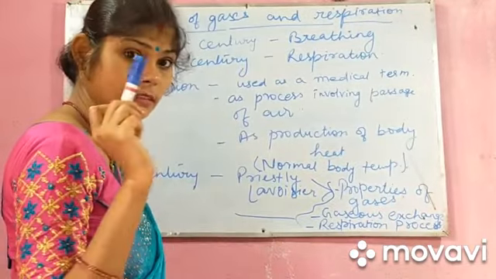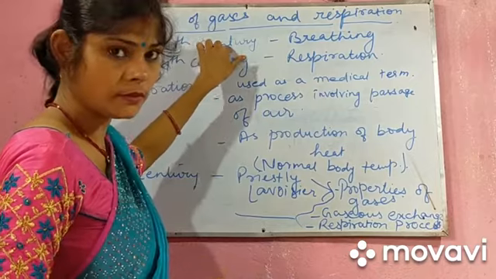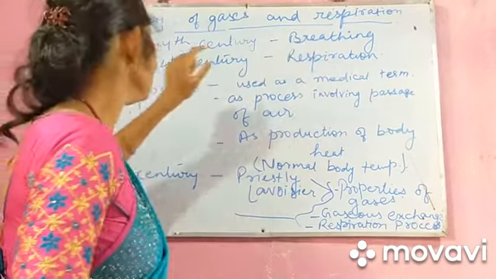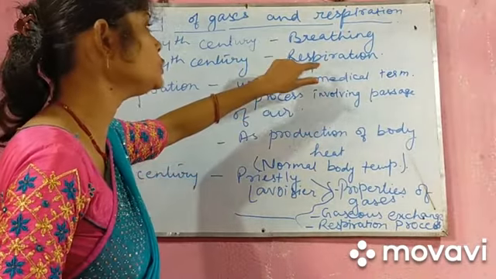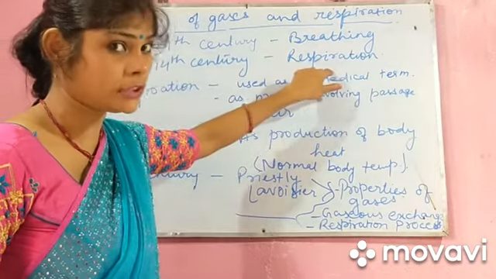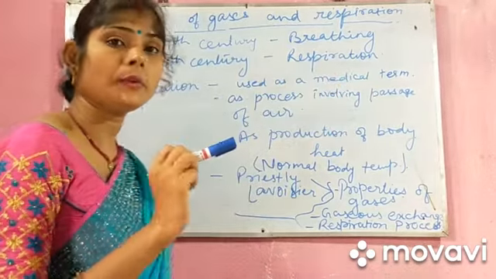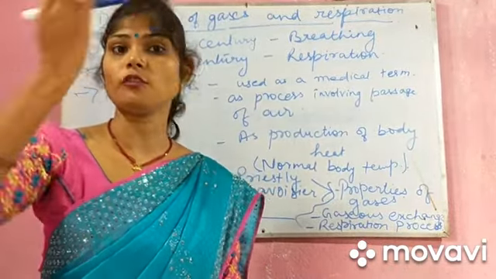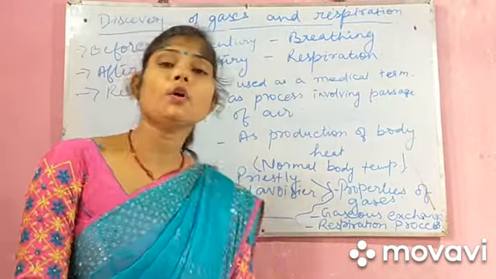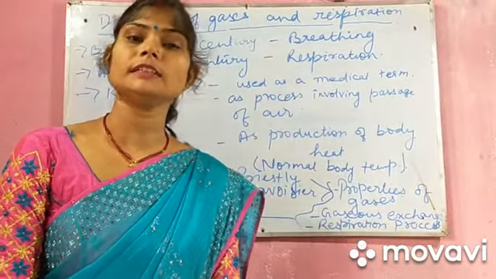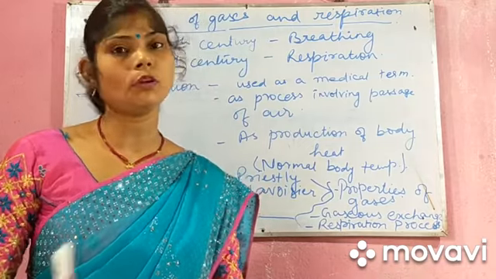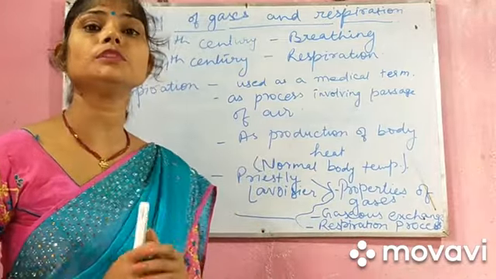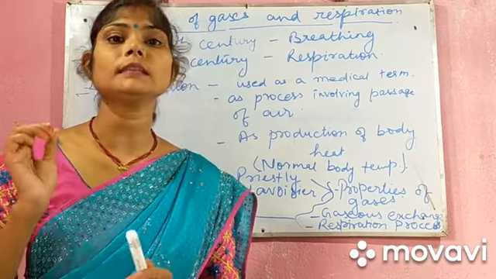Again, I am explaining this thing. Listen carefully. Before the 14th century, there was only a single term which was known by the earlier people, that was breathing. Later on, after the 14th century, a new term came into existence, that was respiration. They were knowing that respiration is a process where exchange of gases takes place. They were not knowing about other life processes like nutrition, digestion, reproduction, nothing. They were only knowing that exchange of gases takes place. In that time only, respiration was used as a scientific term. Scientific term means a medical term.